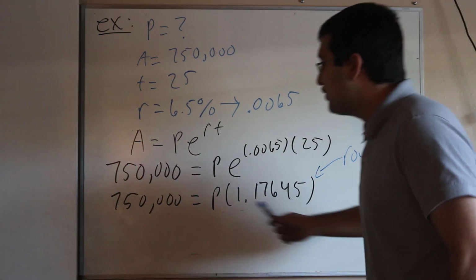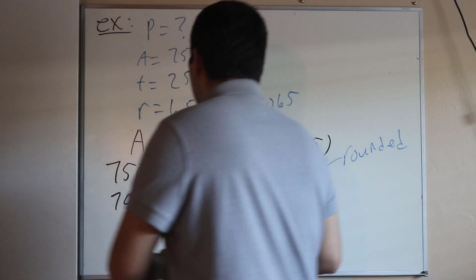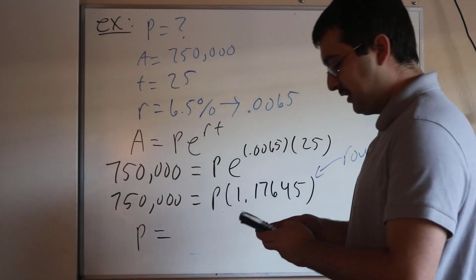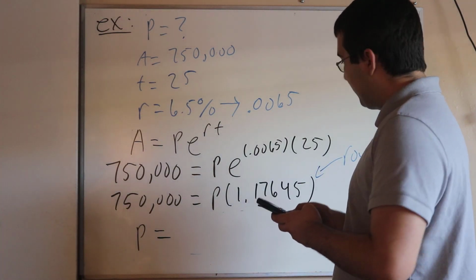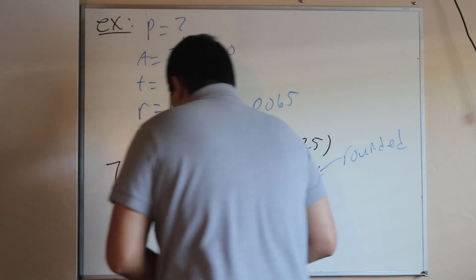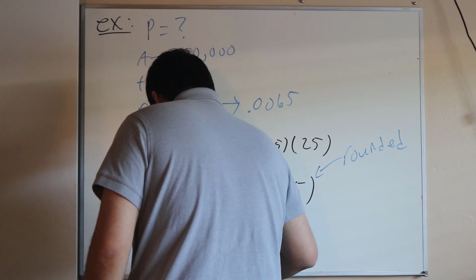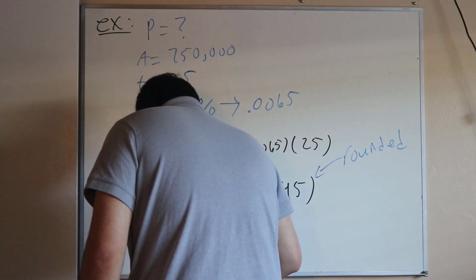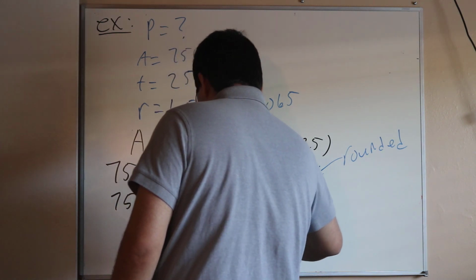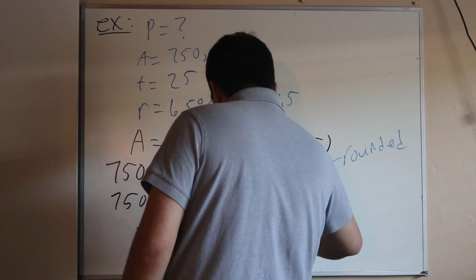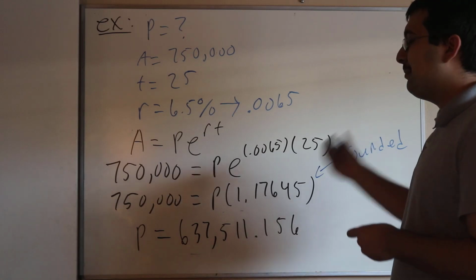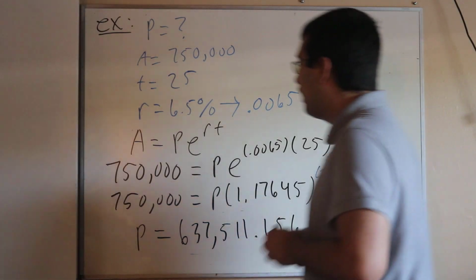But regardless, moving forward, we still want to solve for P, so we have to divide over, and this is going to give us that P is equal to 7,500,000 divided by 1.17645, which gives us approximately 637,511.156, let's say. So that was the amount we initially invested into our account.